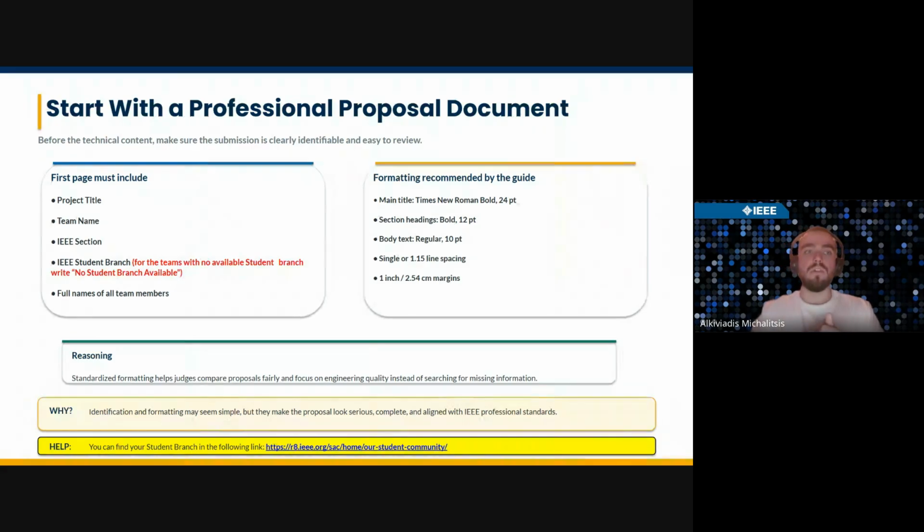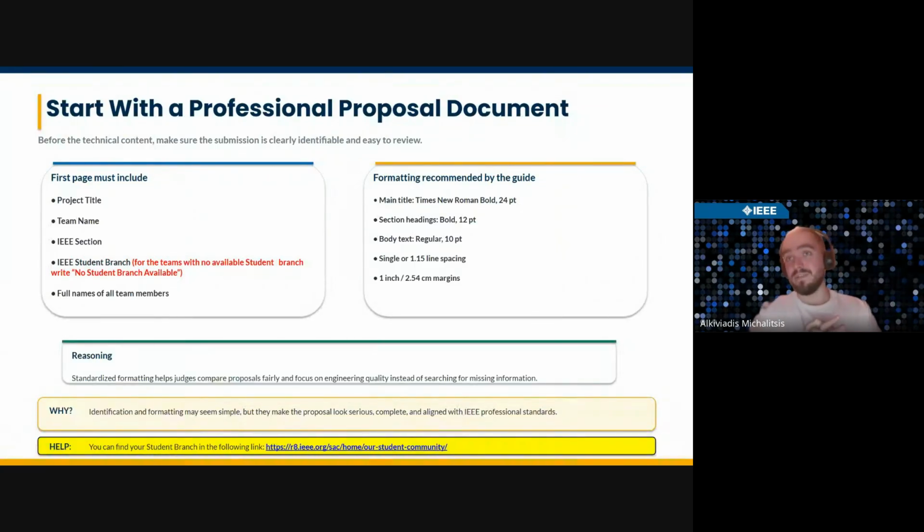Okay. The first page of your submission package, of your PDF document, should include your project title, the name of your project or system, the name of your team, and the IEEE section or IEEE student branch that you are from. For teams that don't have a local student branch, or are not in one, they can just write no student branch available.